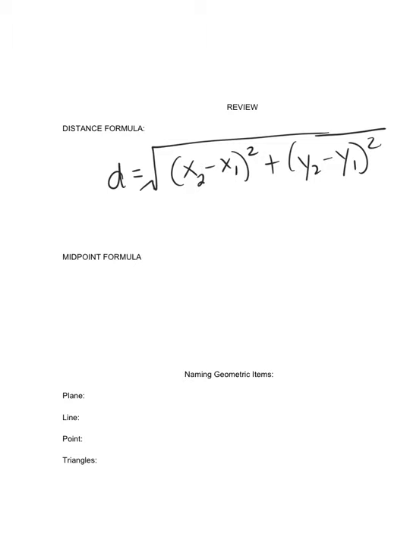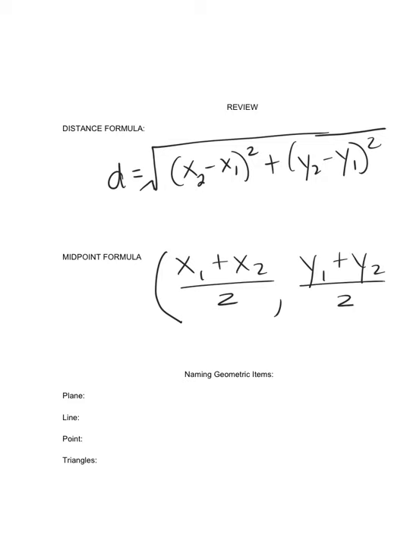The midpoint is when you take the average of two ordered pairs. You can write this down if you want to; if you already know it, you don't have to. So I take my two x's and find the average, and I find the average of my y's.